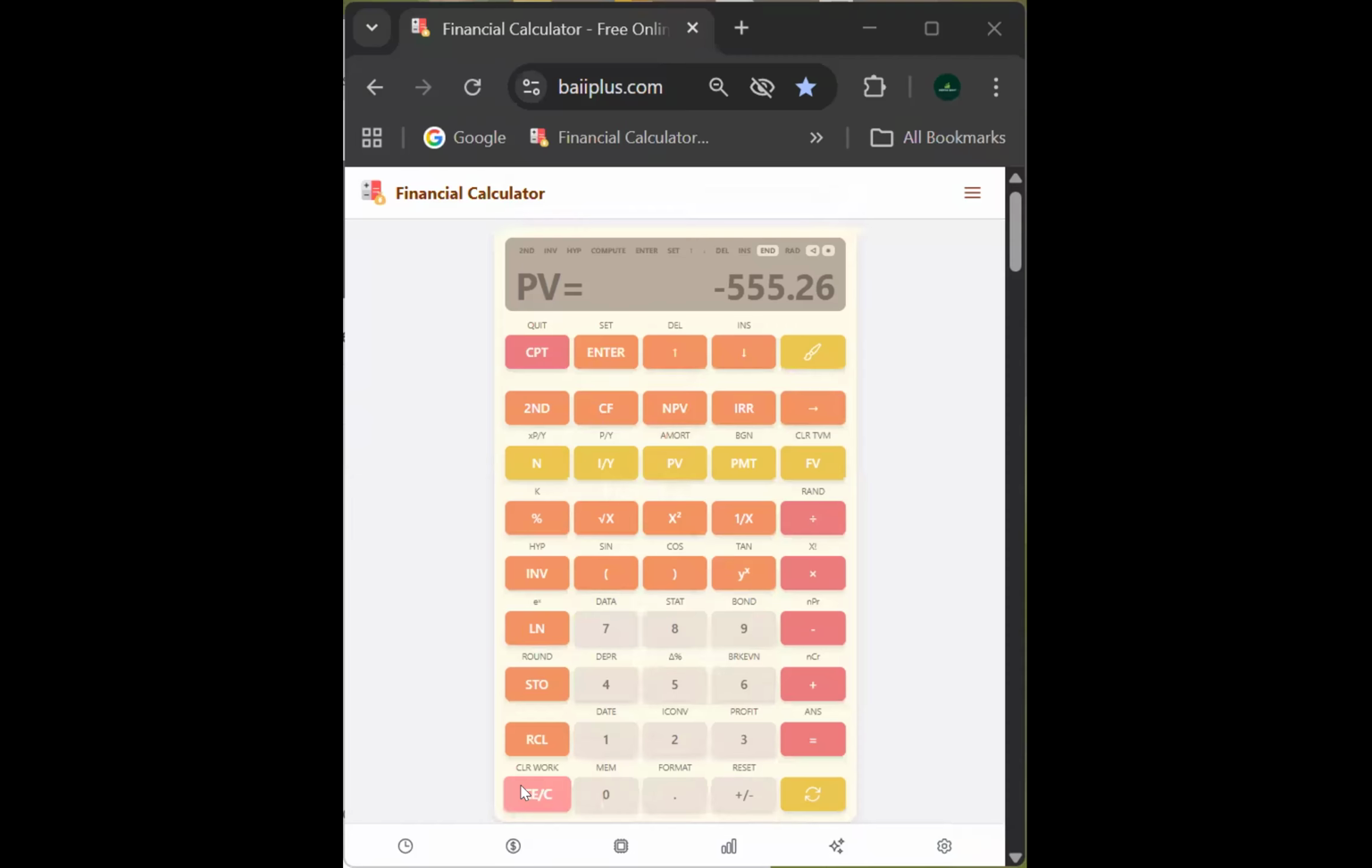So I'm sharing my screen now. Clear work, second, clear work. Here, the future value is going to be zero because we are going to pay off the loan. Then N is going to be 12 because this is the number of periods. The interest rate is going to be 8 divided by 12, this is our I/Y. Present value is 35,700. Now we need to compute the payment.